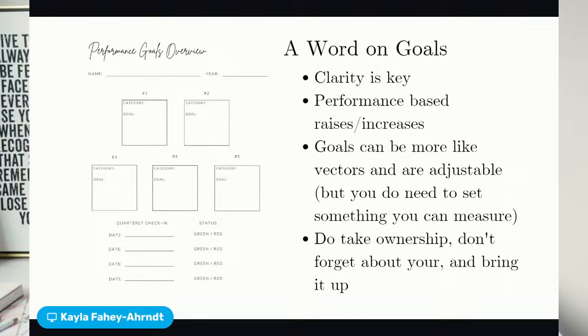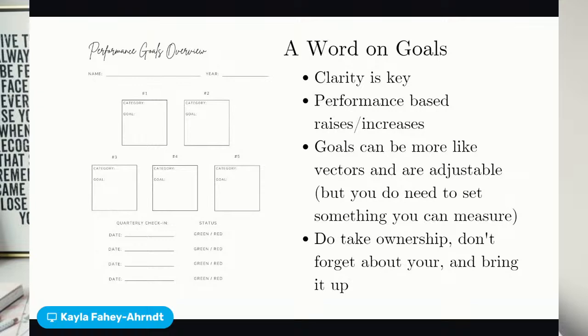But also know that they can be like vectors. What I mean by that is you can set a goal to go in a specific direction with a specific speed. Like, I'm heading this way in my strategy for my team, and this is what we're hoping to achieve. But do know that you do have to set a measurable goal, because otherwise, how will you know if you're meeting it or not?